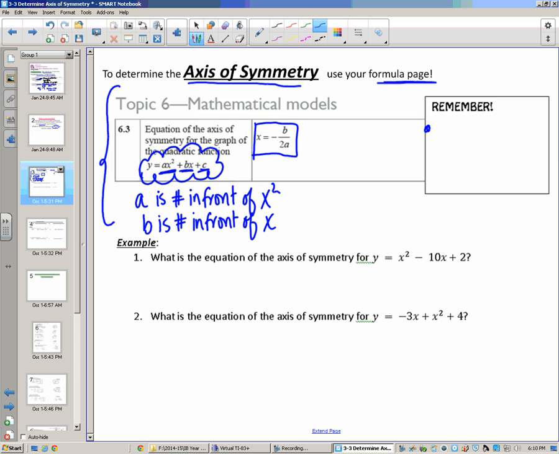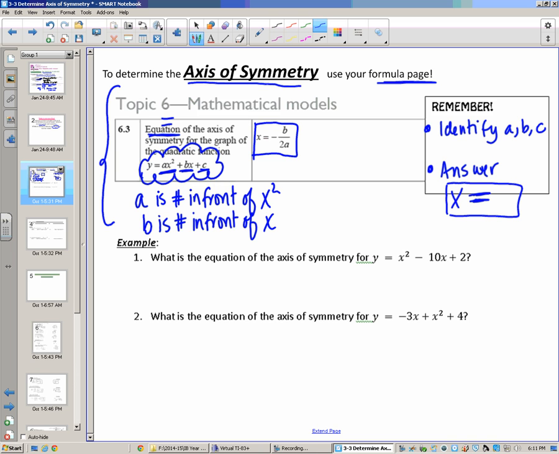Remember to always identify the a, the b, and the c. And then the other thing is to always remember that your answer is going to be x equals. You need that equal sign. That's really, really important because an equation means that you have an equal sign.